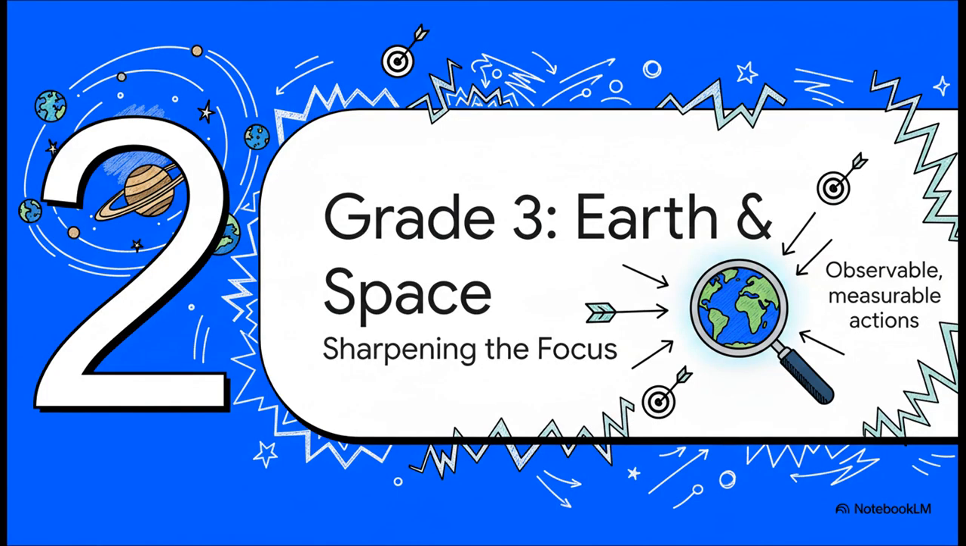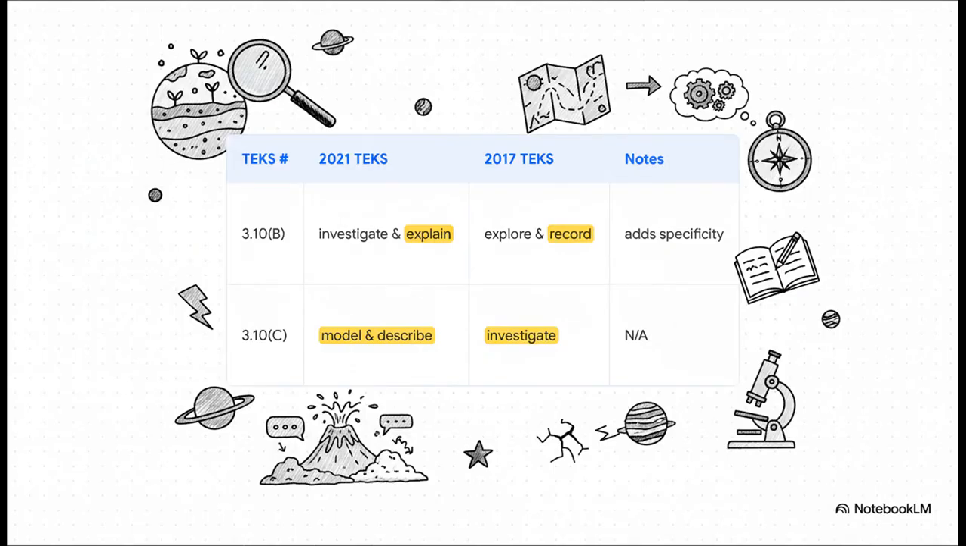Let's kick things off with 3rd grade. The big theme here is all about sharpening the focus. You know, the changes might look small on paper, but they are incredibly powerful. They're all about pushing for more specific, more observable, and more measurable actions from our students. So the key to really understanding the 3rd grade changes is to look at the verbs.